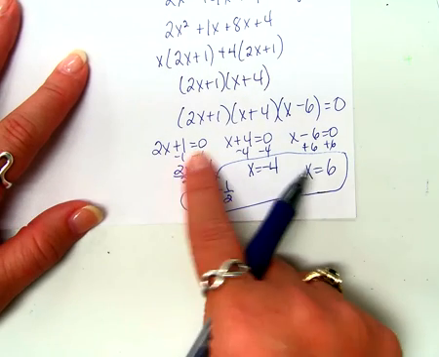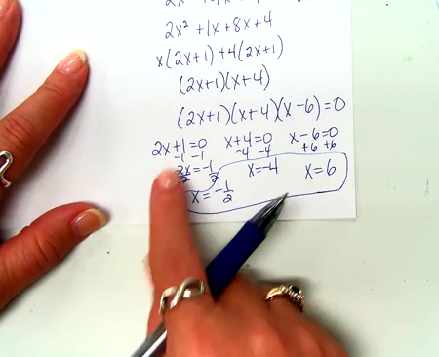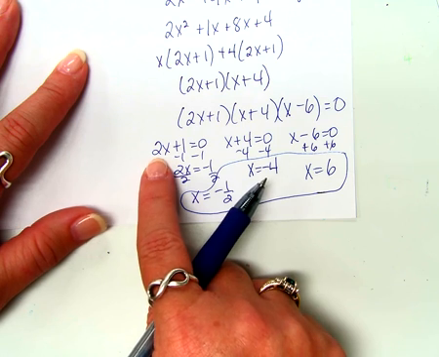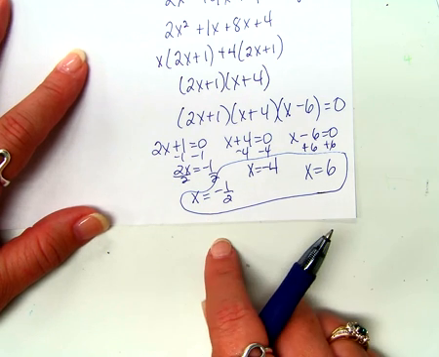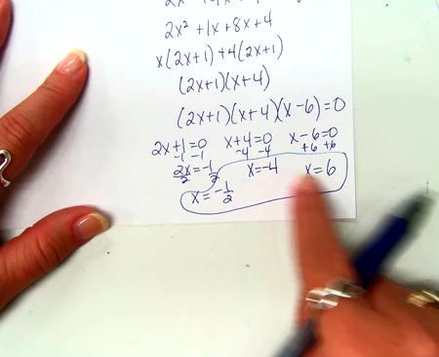Why isn't this one just negative 1? Because it has that 2, right? I have to divide by 2 right there. So that's why I got negative 1/2 instead of just negative 1. These are my 3 solutions.